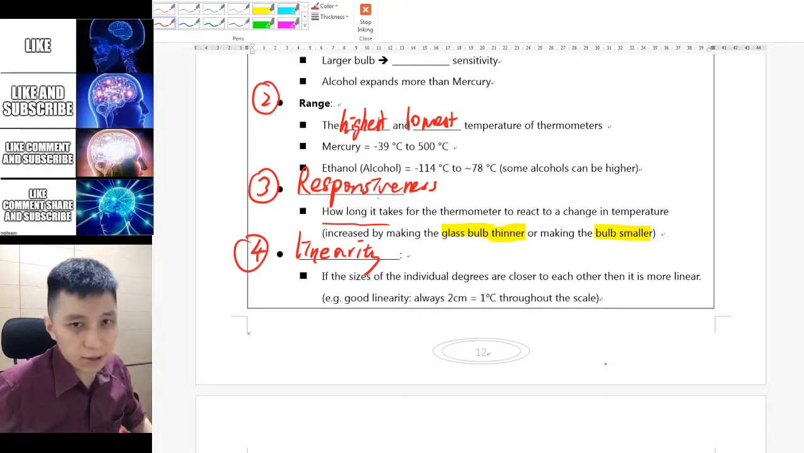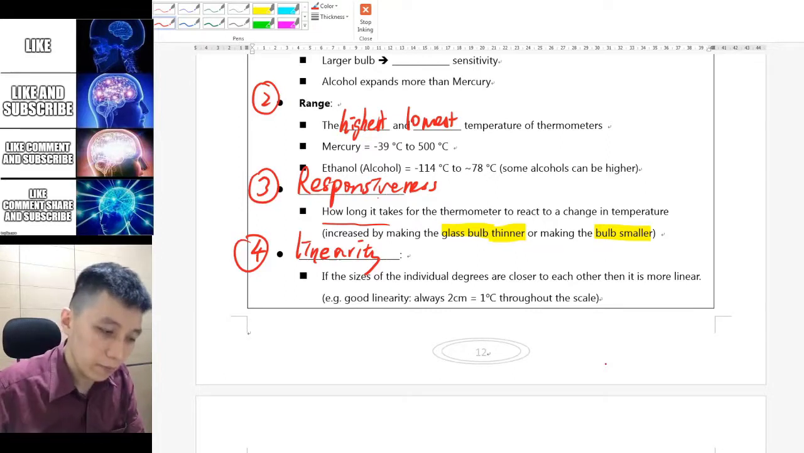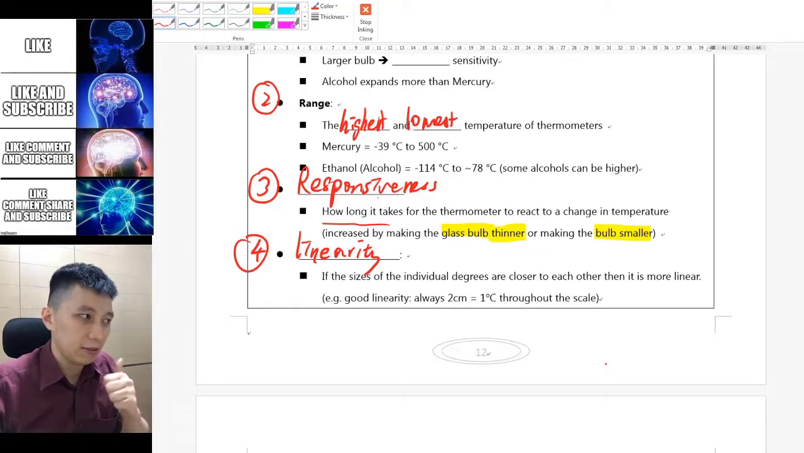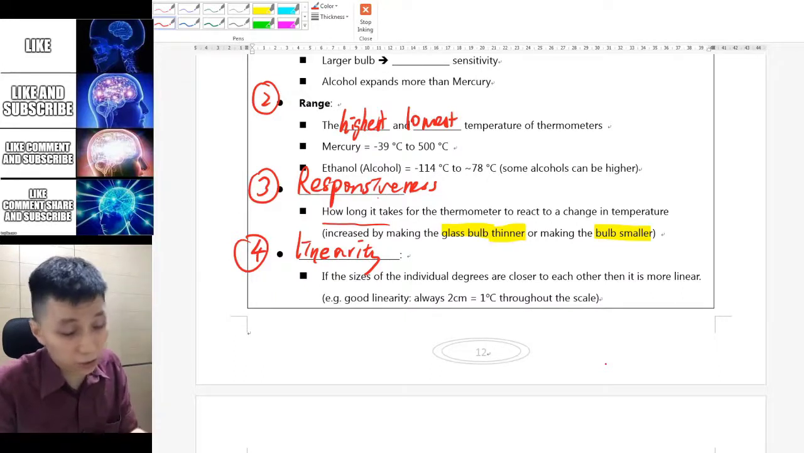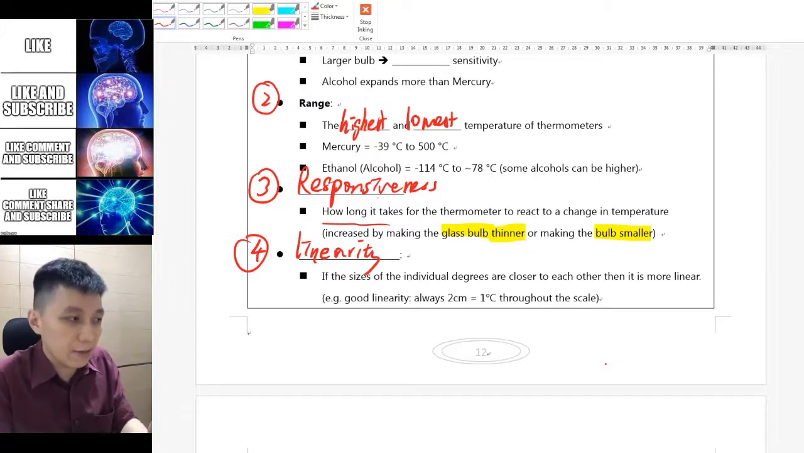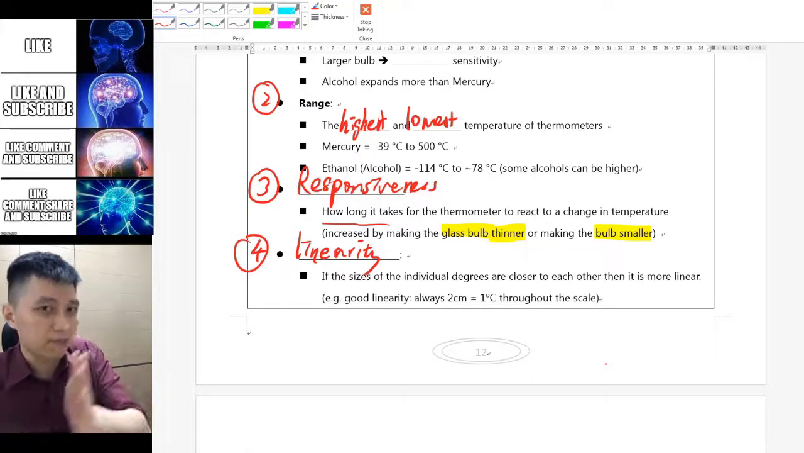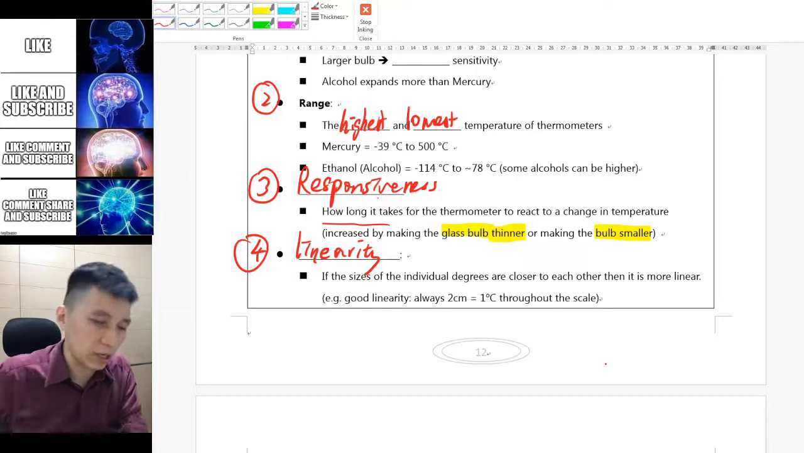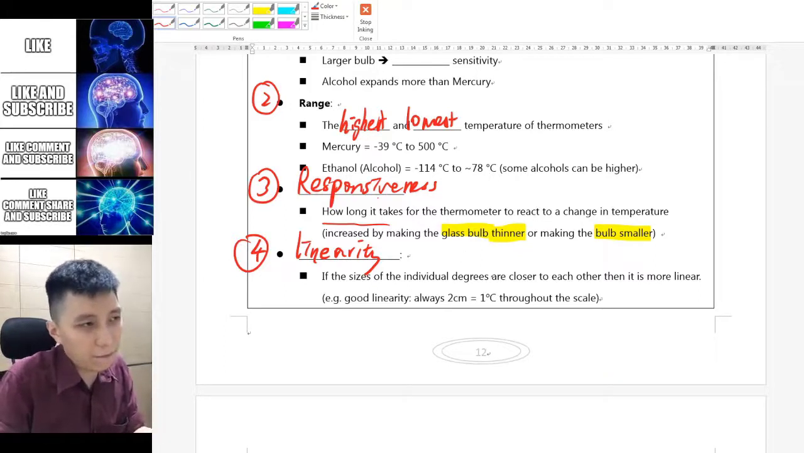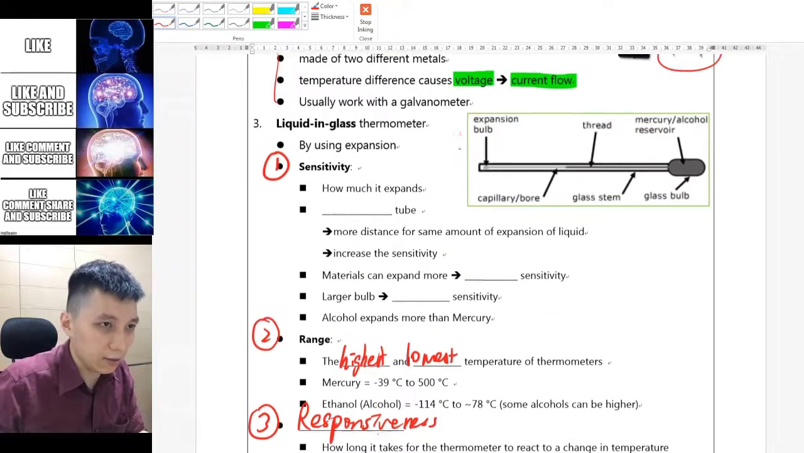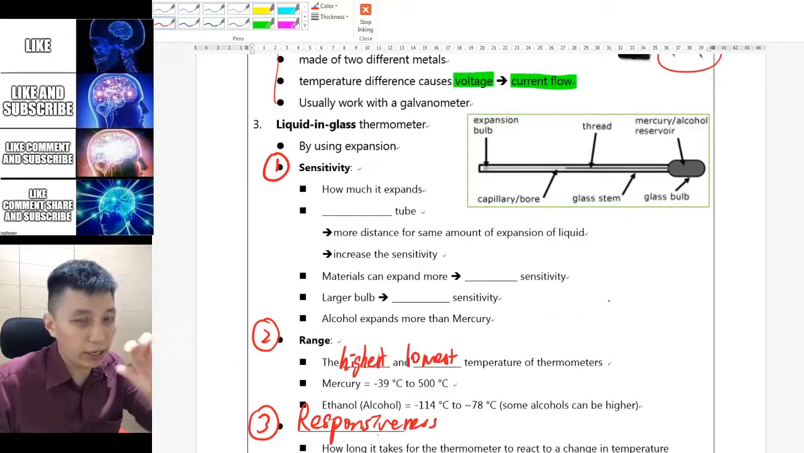Not really, in practice, because first of all, the liquid may not expand equally, or linearly by itself. So it's just simply the physical property of the liquid. Maybe at the beginning they expand less, and later on they expand more at a greater temperature. The other factor that may also affect is that the tube itself may not be regular.